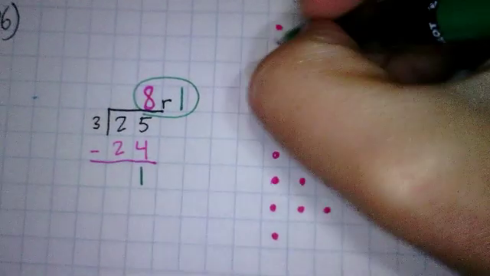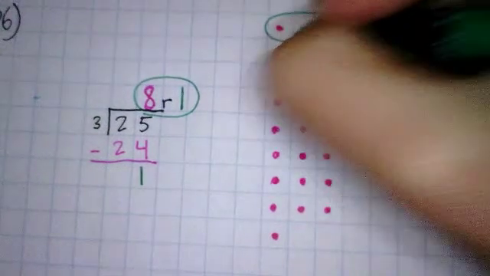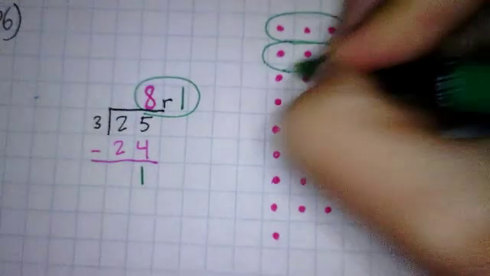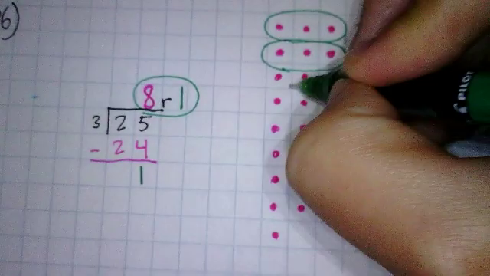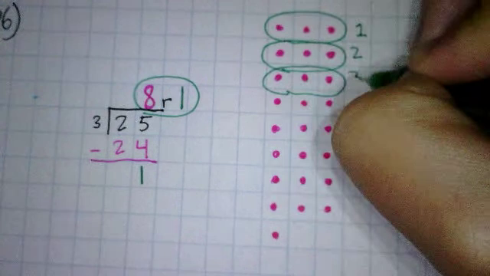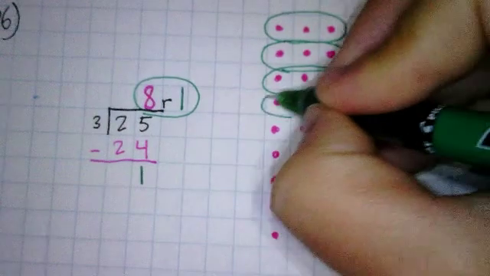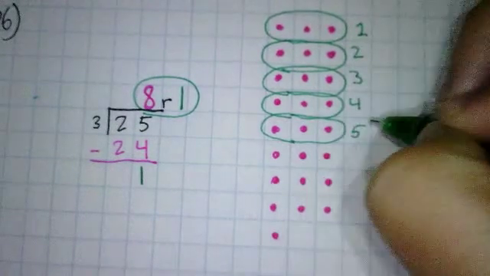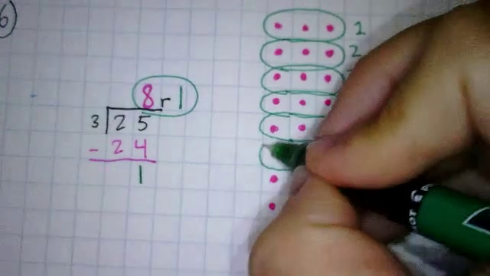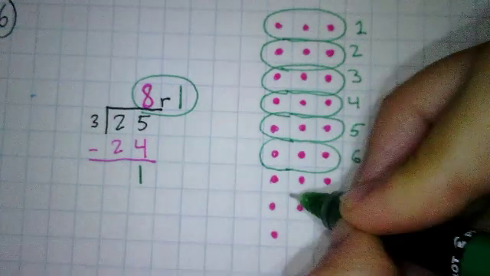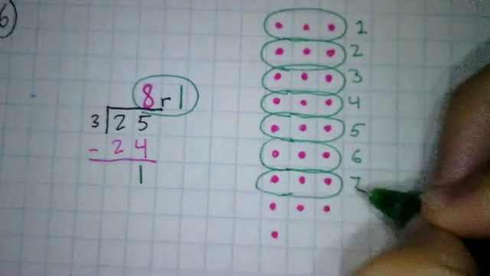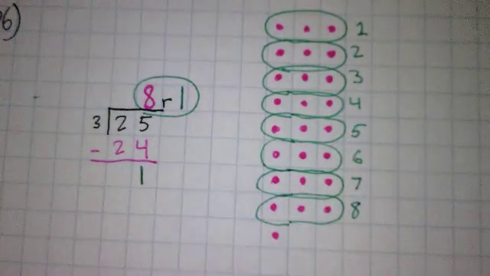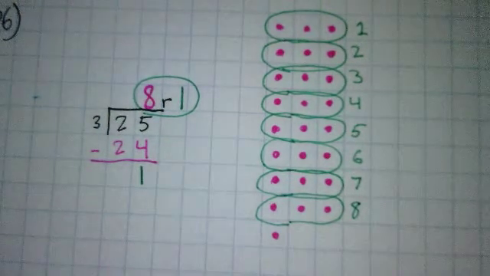Yeah. So, I look here. Here's one group of 3. Everyone agree? Okay. Here's 2 groups of 3. Here's 3 groups of 3. Here's 4 groups of 3. 5 groups of 3. I'll make it unblurring in just a second. 6 groups of 3. 7 groups of 3. 8 groups of 3. And do I have another group of 3 here? No, I do not.